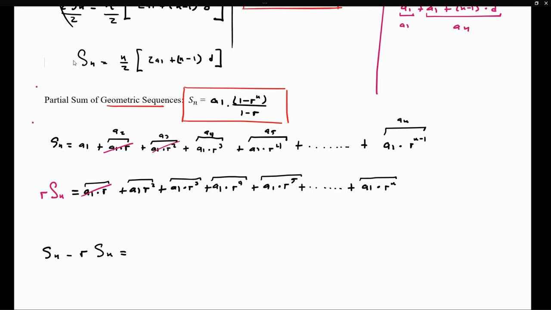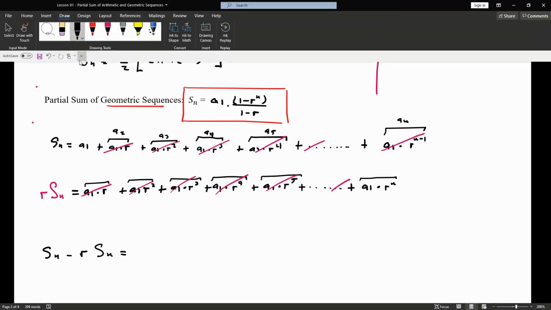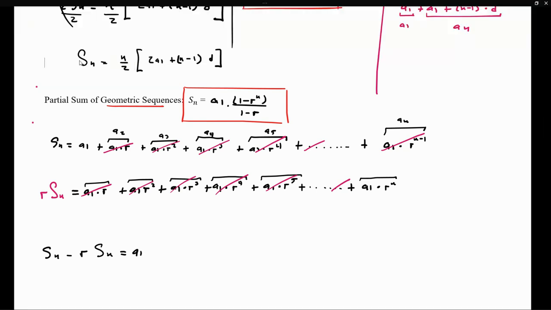This expression will cancel out with this expression. This expression will cancel out with this expression. This expression will cancel out with this expression. The next expression should cancel out with r to the fifth. And now a1 r to the n minus 1 should cancel out with the second to last expression. All that is going to be left is the first term plus the last term.